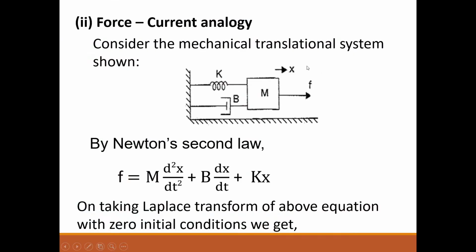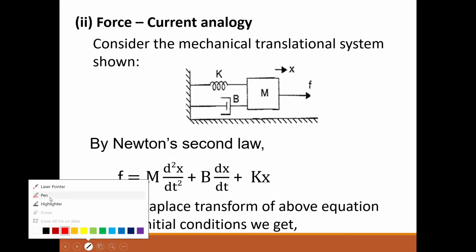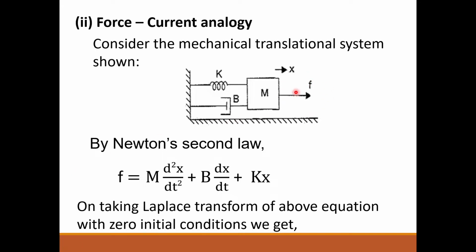Okay, so I have considered mechanical translational system here. All the basic elements are here. Mass, dashpot and spring are there, and applied force F. Okay, so this is our applied force. M, B and K are there, and displacement is X here.